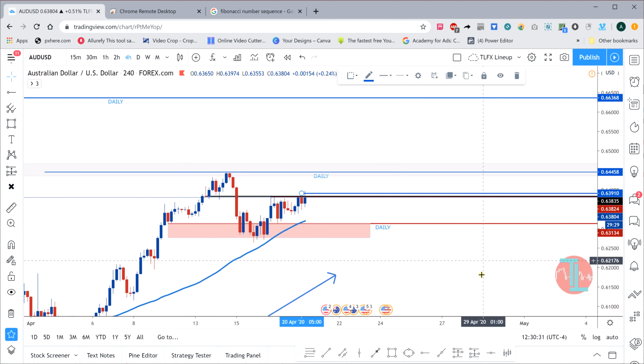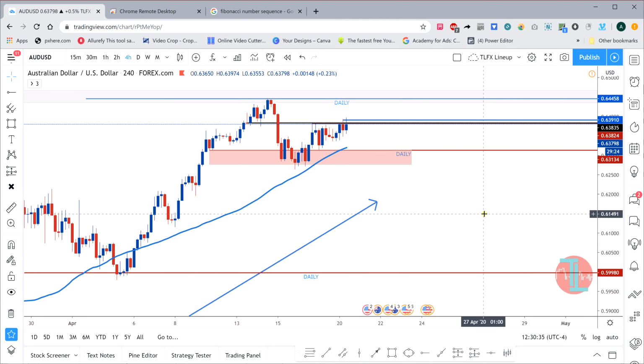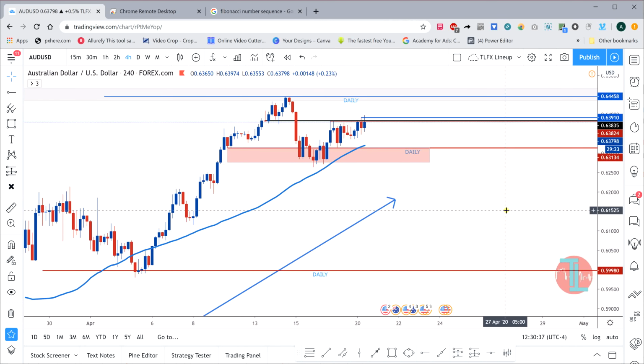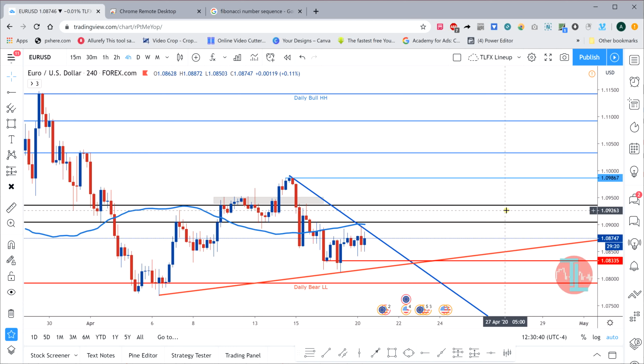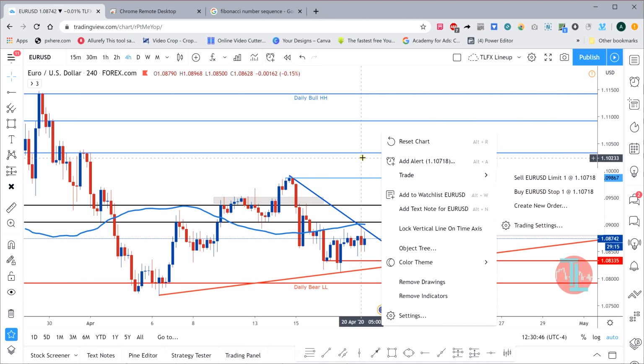All right, so we use TradingView almost just as a teaching tool because a lot of people are familiar with the platform of TradingView. All right, so we're on to our next chart right now. We currently are on our Euro Dollar.